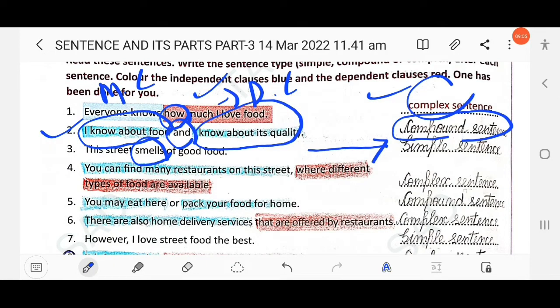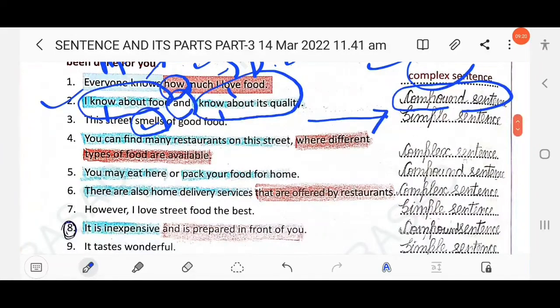And here, in question number 1, there are two finite verbs, knows and love. And in the second question, also two finite verbs. But in the third sentence, you find there is only one finite verb, smells. So this is a simple sentence. The next here: you can find many restaurants on this street where different types of foods are available. There are two clauses. The first one is the main clause or independent clause, and where different types of foods are available is the dependent clause. So this is a complex sentence.